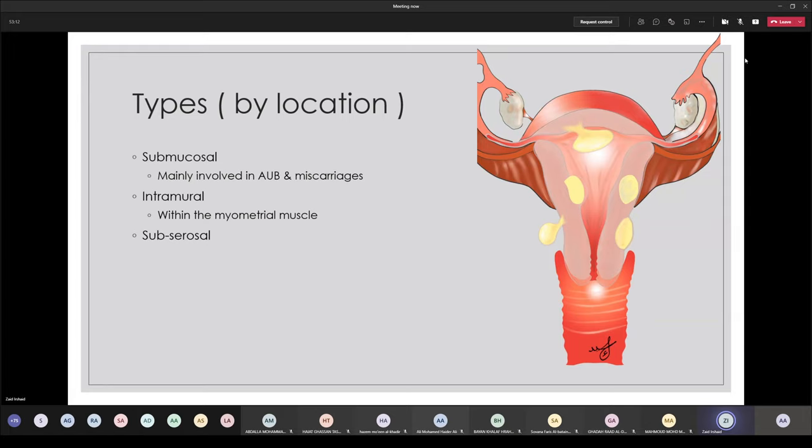In general, the only classification of fibroids you as medical students should know is according to site, and according to site, they are either submucosal, intramural, or subserosal. Submucosal and subserosal can both be pedunculated, that is, when they have a stalk, depending on how much of the fibroid protrudes onto the serosal or endometrial surfaces of the uterus. In general, the most important type is submucosal.